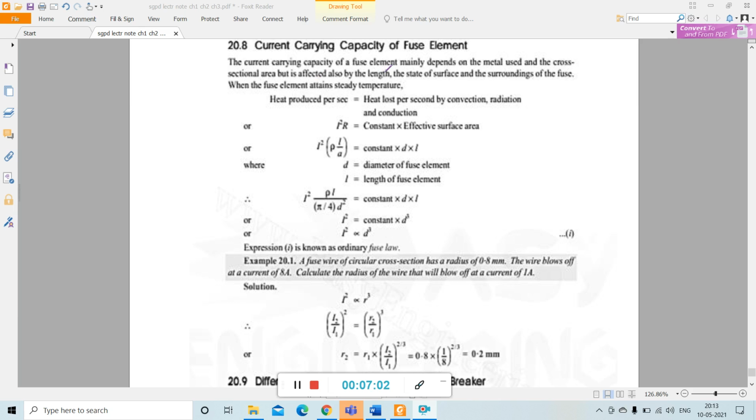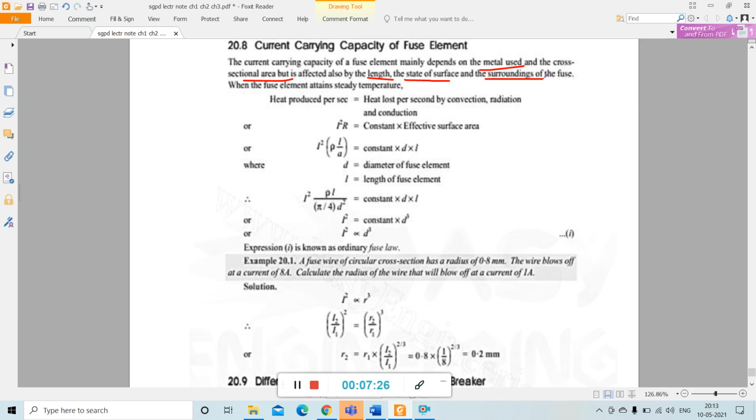The current carrying capacity of a fuse element mainly depends on the metal used, obviously, and the cross sectional area, but it is also affected by its length, state of surface, and the surrounding of the fuse. So it mainly depends on the metal used and the cross sectional area of the metal, and it is also affected by length, state of surface, and surrounding of the fuse.